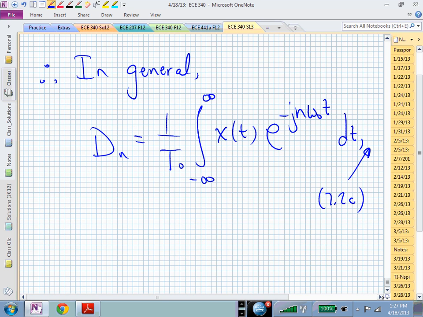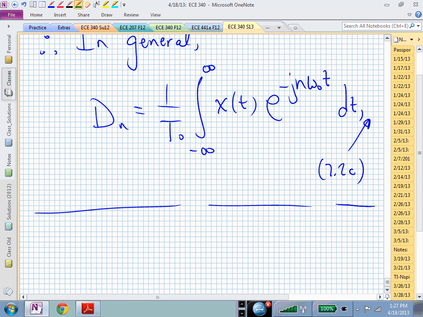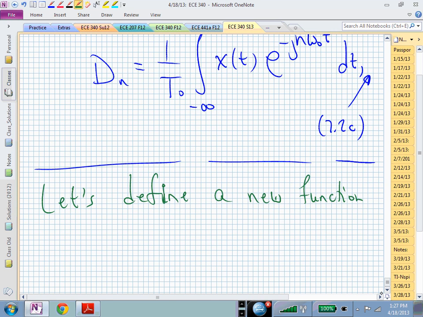And that's another equation in the book. Now that we have this structure, let's use it. Let's actually define a new function that's somewhat closely related to capital D sub n. Remember what capital D sub n looks like, based on this D sub n structure.